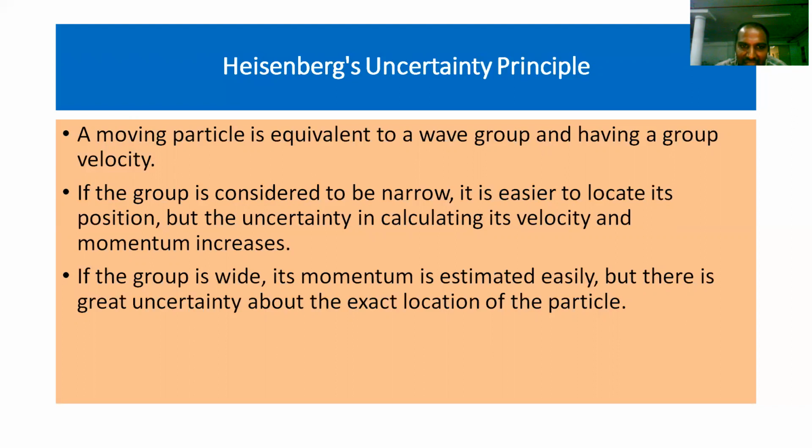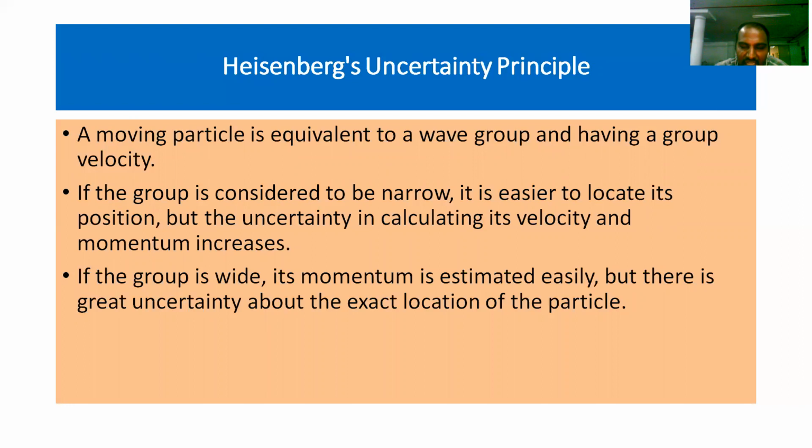Therefore, there is always an uncertainty in finding the momentum of the particle. And the second alternative: if the group is wide, the momentum is measured very easily. Why? Because in such a large wave packet, because of its heavy size, the particle is moving with small velocity, or less velocity. Therefore, you can find the velocity very easily. Once you know the velocity, you can calculate the momentum and its uncertainty.